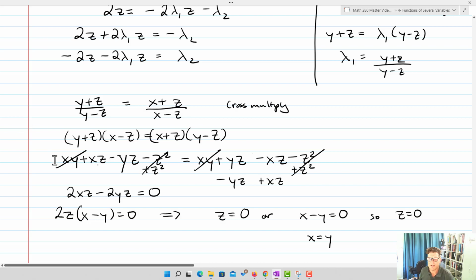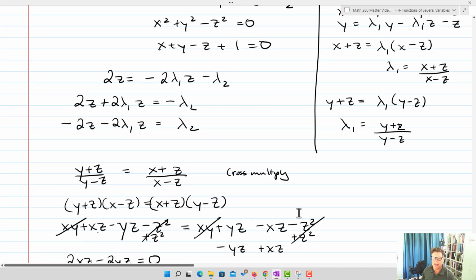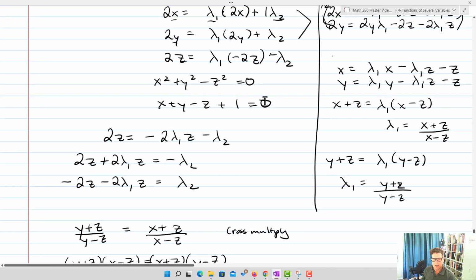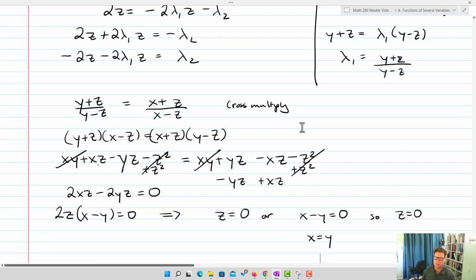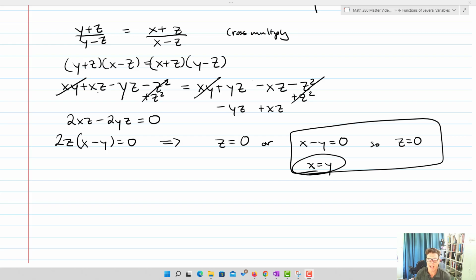Now what I can do is plug that back into, say, my constraint equation, like x plus y minus z plus 1 equals 0. We actually have to have that both of these things satisfy these constraints.